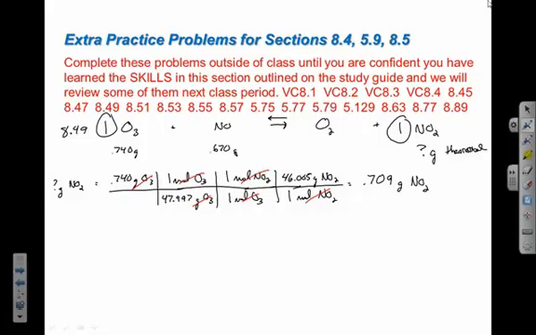Is that reasonable? Any problems with that? Is there any reason why I might not be able to make this amount? Right, I don't know what's limiting yet. So in order to make 1 NO2, I need 1 O3 and 1 NO. If I don't have any NO, I can't make any NO2. So this is what I've calculated just based on the amount of ozone. I've got enough ozone to make 0.709 grams of NO2, but maybe I can't make that much if I don't have enough of the other reactant.